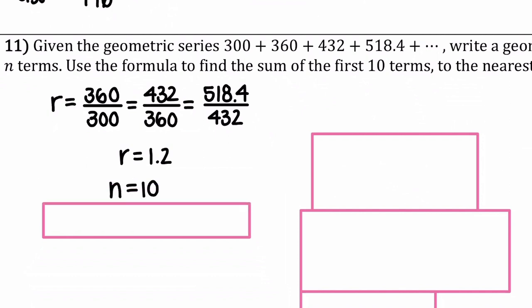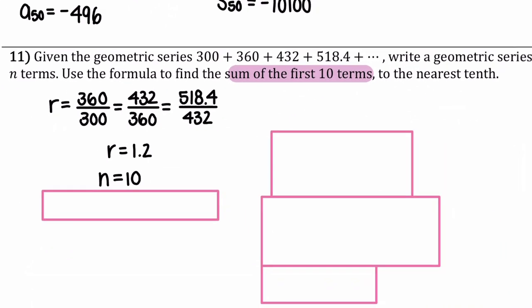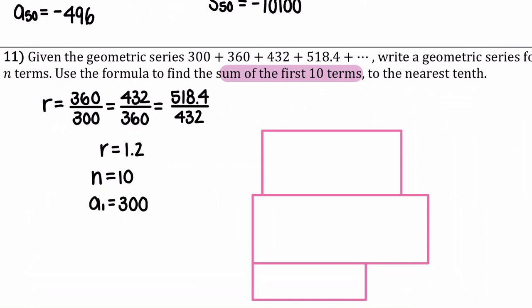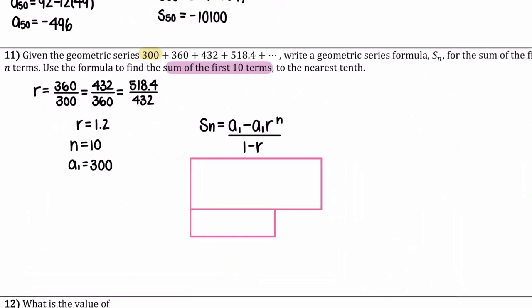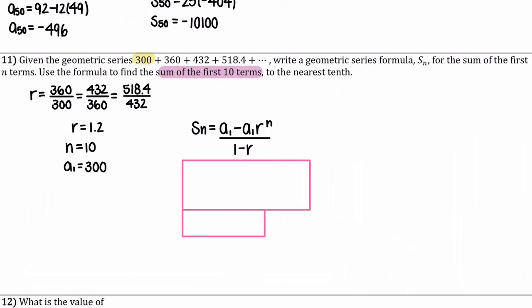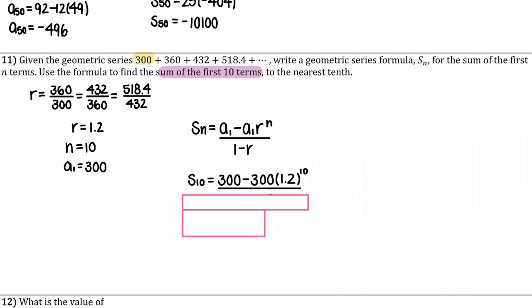All right, so from there, now we can just solve. We know that n is equal to 10 because they're asking us to find the sum of the first 10 terms and to round to the nearest tenth. So we know a sub 1 is 300, so using those three pieces of information as per usual. So again, this is our general formula to find the sum of the first n terms. And so to solve this question using the formula to find the sum of the first 10 terms, we just substitute in everything that we know, and then that gives us our final answer of 7,787.6.